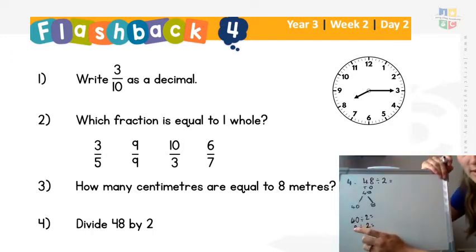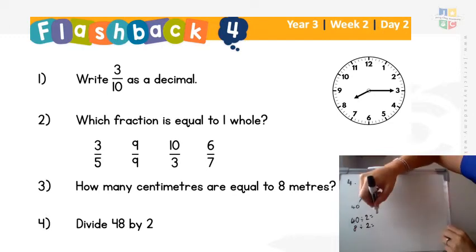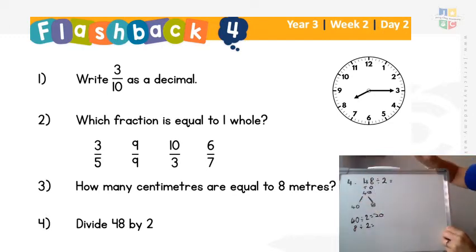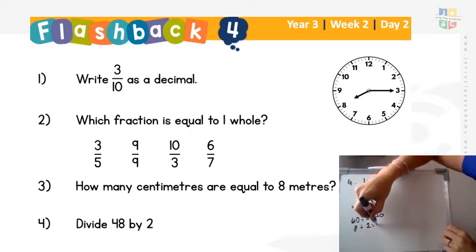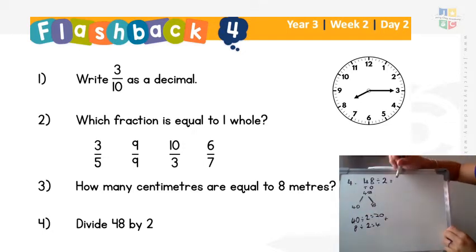Now, because 40's got a 0 on the end, we can take off the 0 and say how many 2's go into 4. Let's count it. 2, 4, so that's 2. And then put my 0 on the end. Then I can work out how many 2's go into 8. So 2, 4, 6, 8. So my answer is 4. And then if I add these two numbers together, I would get 24 would be 48 divided by 2.